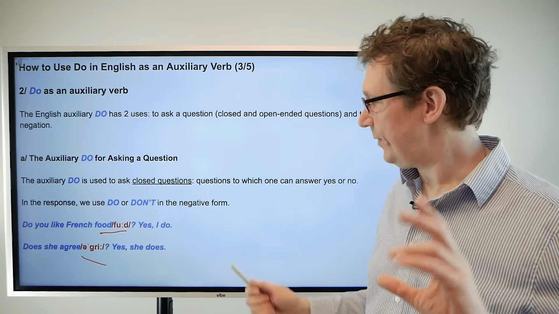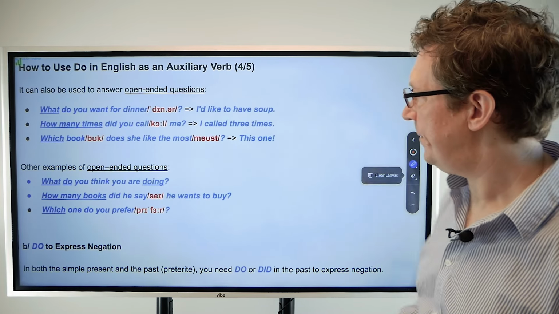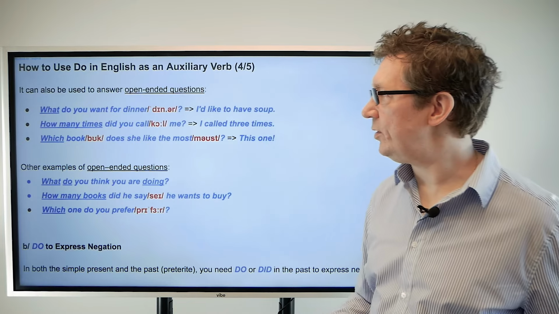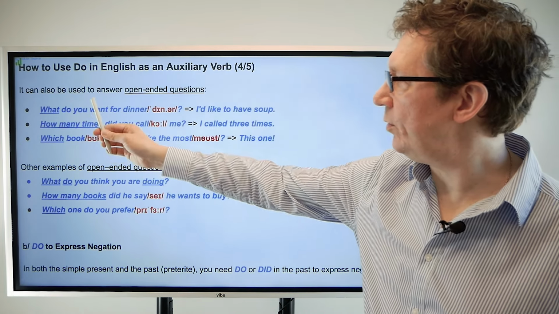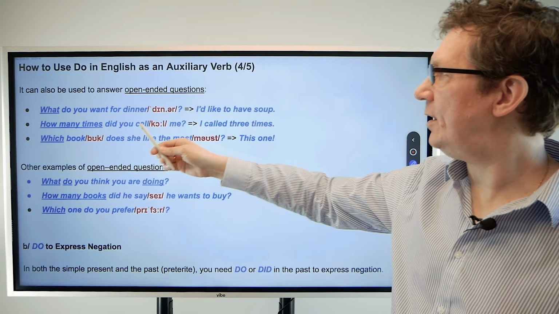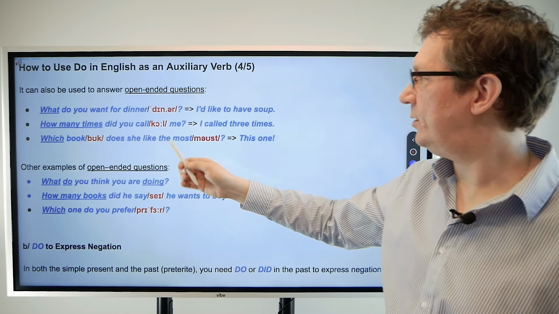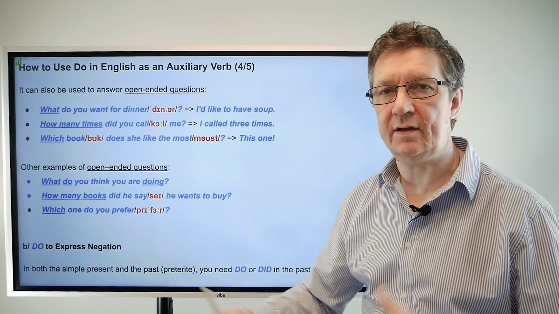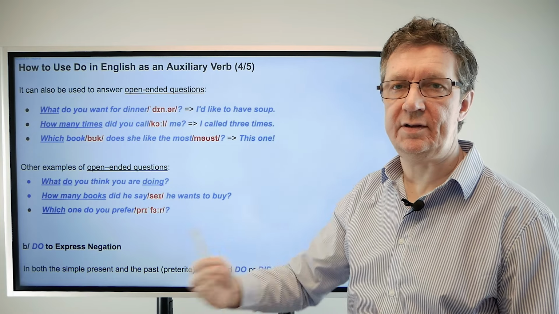You can play with the form slightly, but let's just say that this is a good way to structure your sentence. So how else can we use do? Well, we can use it as an open-ended question as well. So for example, you're going to need something slightly different in your sentence. So for example, what do you want for dinner? How many times did you call me? Okay. Which book does she like the most? Open-ended question literally just means that the answer can be a range of different things. Okay, it's not just yes or no.